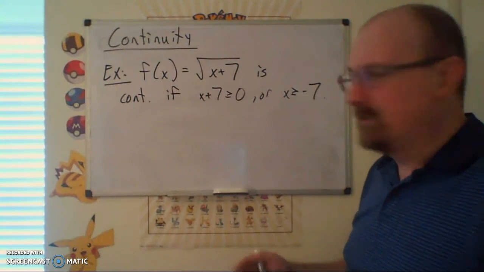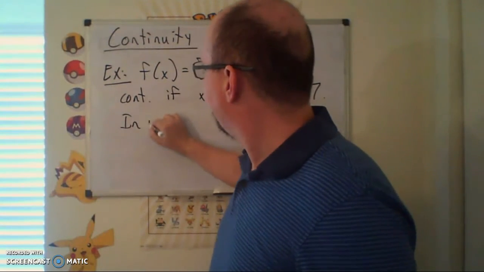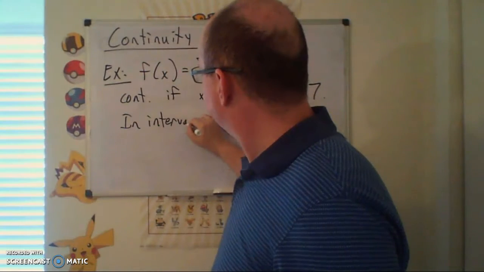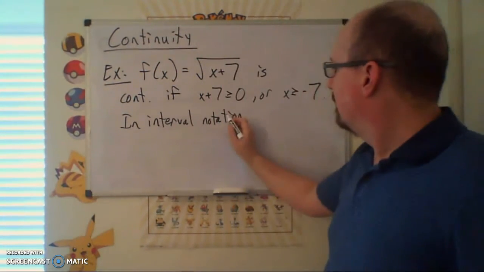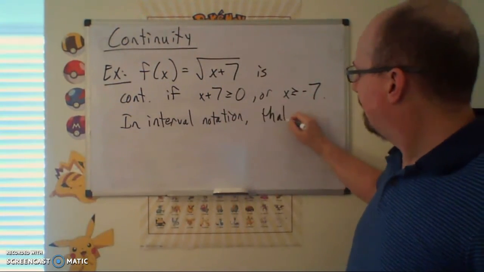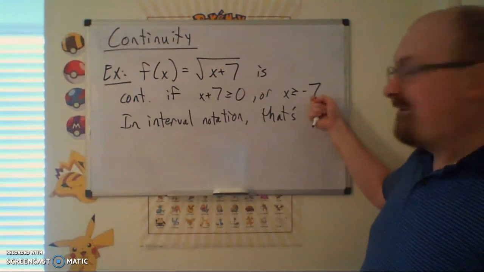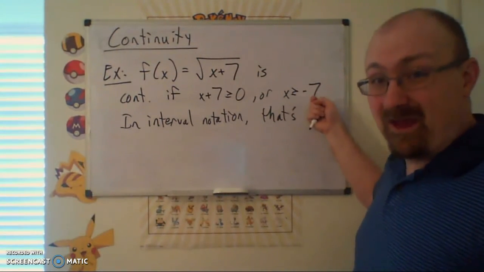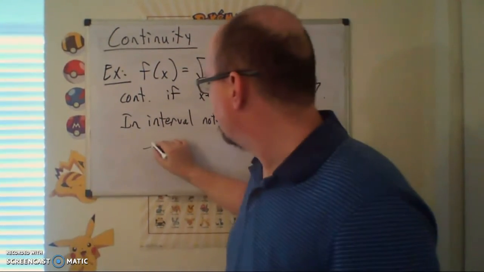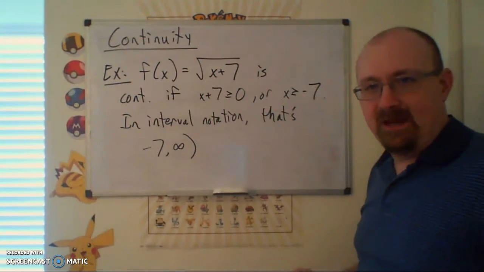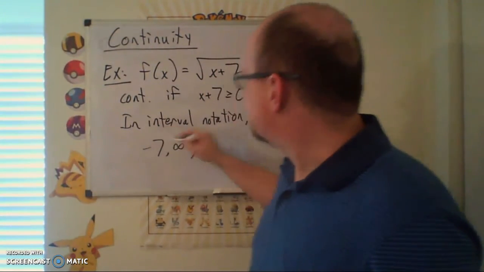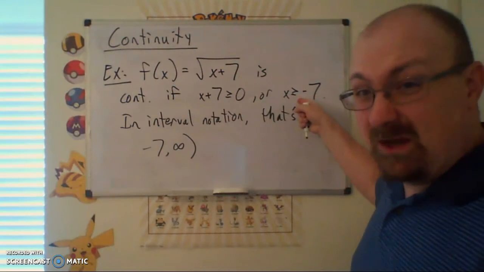So you should be familiar with that, but so in interval notation, we need everything that's bigger than or equal to negative 7. So negative 7 off to infinity and beyond. Since we want to include this, we have that or equal to.